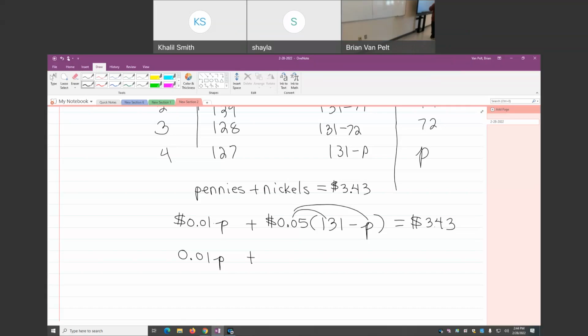For the first part, I got 6.55 minus 0.05p. That's equal to 3.43. You can also wipe out all the decimals by multiplying the entire equation by 100. That'll take out all the decimals. Anyways, let me combine the p terms. I've got 0.01 minus 0.05, so of the P's, I get negative 0.04P plus 6.55 equals 3.43.